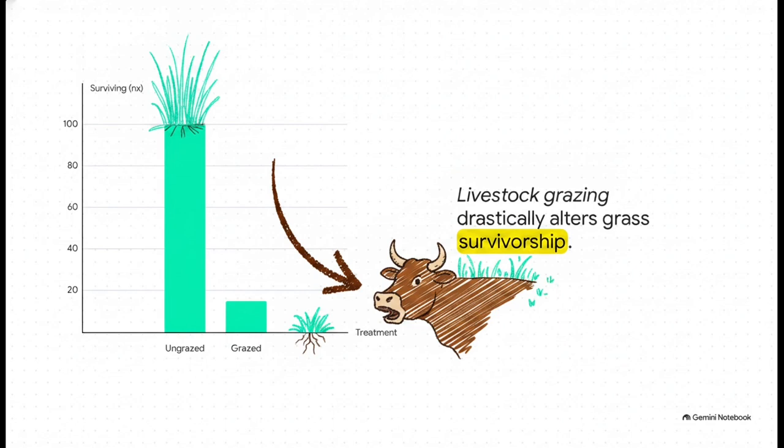The ungrazed grass clearly represents the natural baseline survivorship. But look what happens to the grazed grass the moment livestock are introduced. The grazing completely disrupts the grass's survivorship, causing this incredibly steep, unnatural drop-off compared to the baseline. We've essentially taken their natural curve and bent it entirely out of shape.